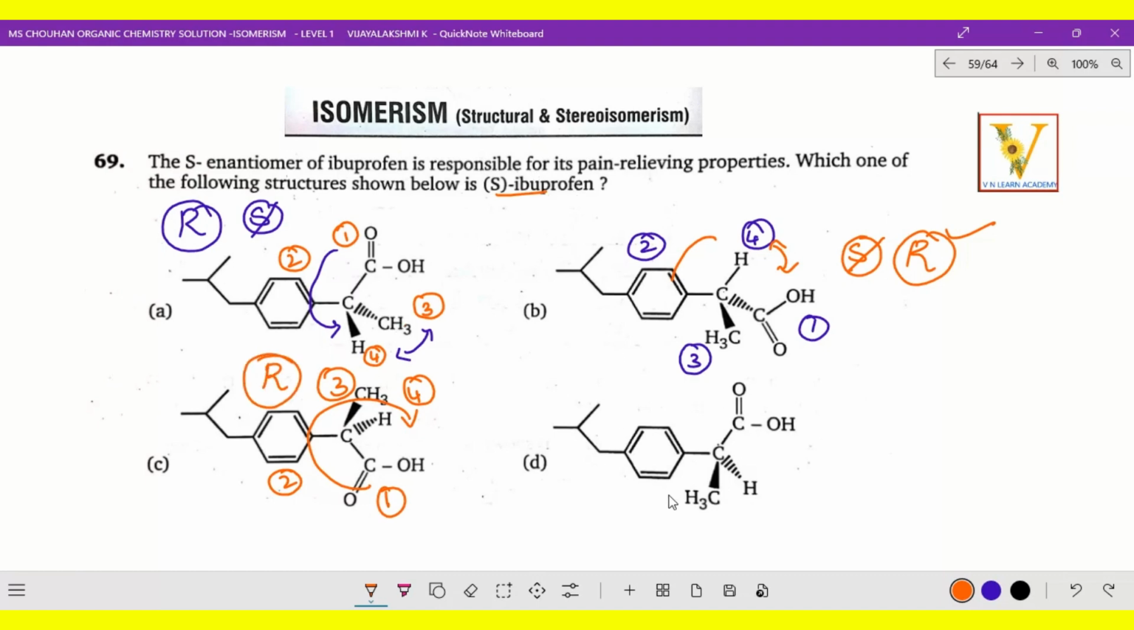Come on, let us go to the last one. Here also, first priority is 1, and here of course 2, this is 3, and this is 4. So 1 2 3 4 is anti-clockwise. You see, the hydrogen is on the dash position, the fourth priority. So this is actually the one, the correct option that we want.